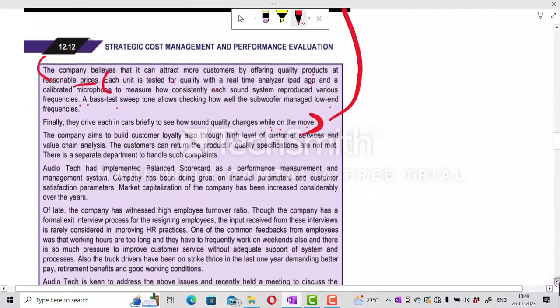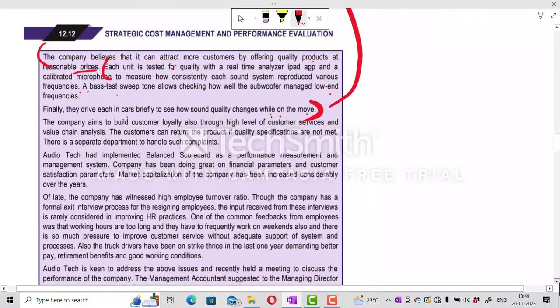The company aims to build customer loyalty also through a high level of customer service and value chain analysis. So, customers can return the products if quality specifications are not met. There is a separate department to handle such complaints. Okay.